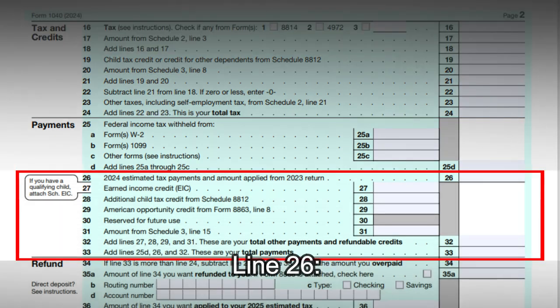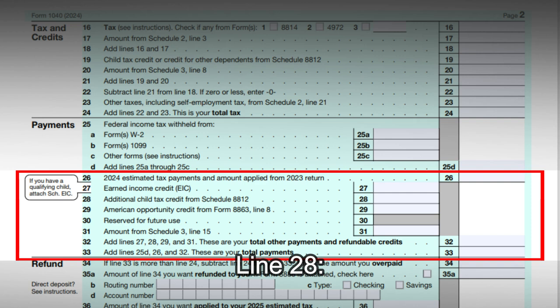Line 26, the total of any estimated tax payments you made during the year, along with any amount you applied from your 2024 tax return. If you paid quarterly estimated taxes, you would include those here. Line 27, the Earned Income Credit, EIC, which is a refundable credit for taxpayers with low to moderate income who meet specific requirements, including having earned income from employment or self-employment.